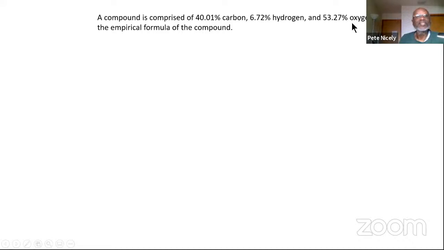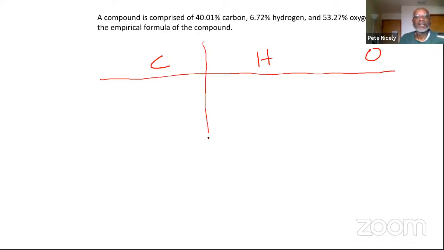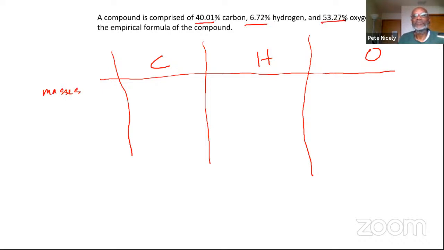So therefore, what I'm going to do here is construct a table. At the top of the table, I have carbon, hydrogen, and oxygen, all right? The first thing I will do is record the masses of each of these elements, remembering that I'm assuming that these numbers would be the same as the masses because we're assuming 100 grams. So I'm going to put 40.01 grams of carbon, 6.72 grams of hydrogen, and 53.27 grams of oxygen, all right? So that's the first step.